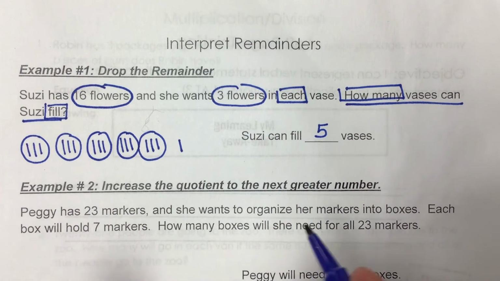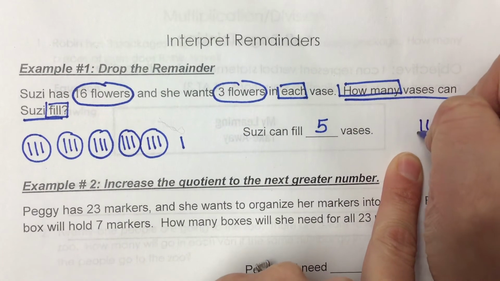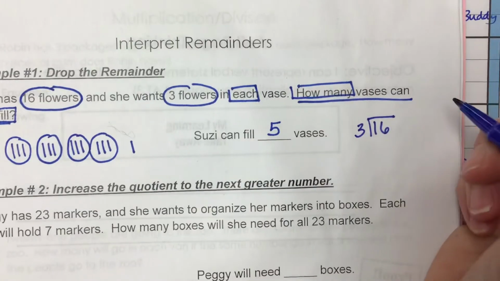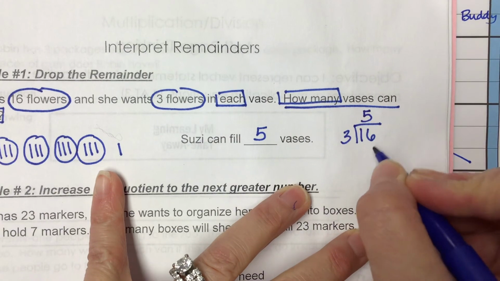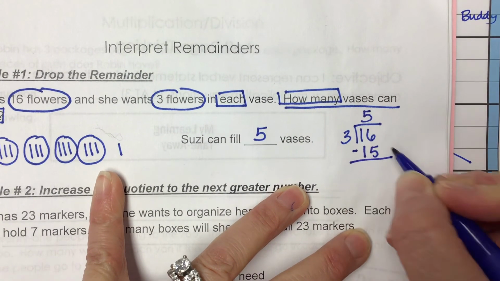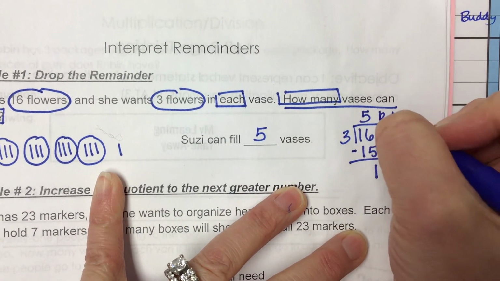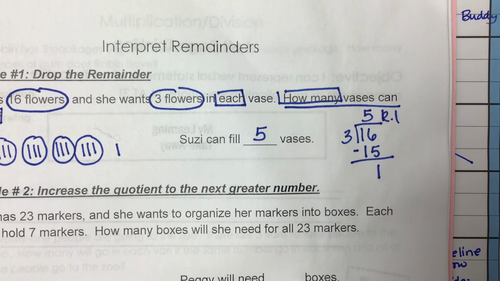Okay? So I do want to go ahead and show the math really quick. I wanted to show the picture so you could visualize. But 16 divided by 3, 3 can go into 16 5 times without going over. 5 times 3 is 15. When I subtract, I have 1 left over, so that's my remainder. So my answer is just 5.